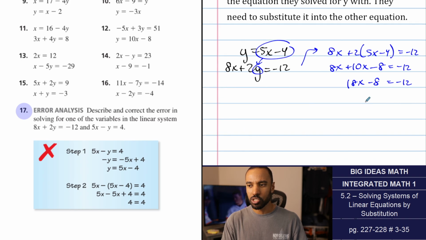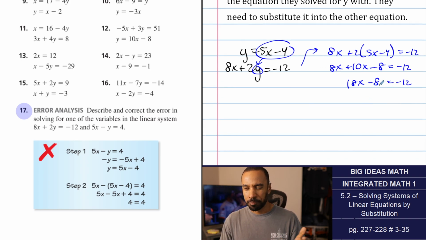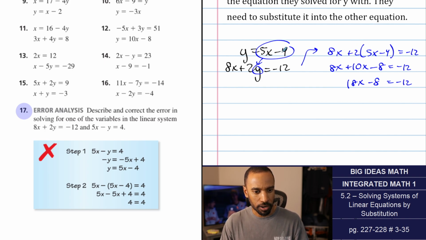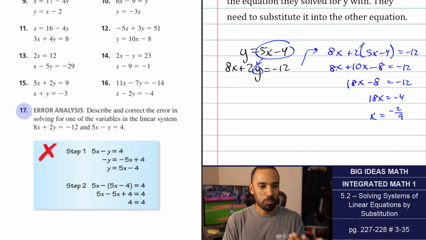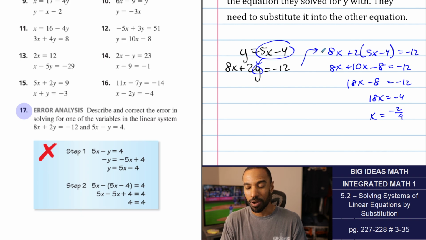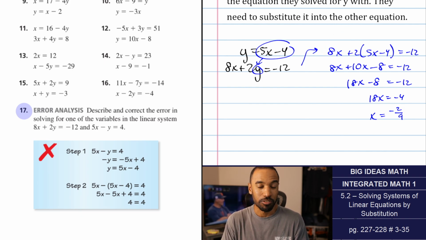Now, this is an interesting solution set, unless I did something wrong. So far, it looks good. Like I said, I think their work on it is good. When I add 8 to both sides, I'm getting -4, and now I divide by 18. -4 over 18 reduces to -2/9. Hardly my most preferred answer here. It said correct the error. I don't know if they wanted us to keep doing the problem, but I'm getting -2/9 for x.